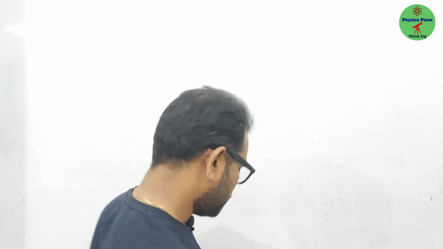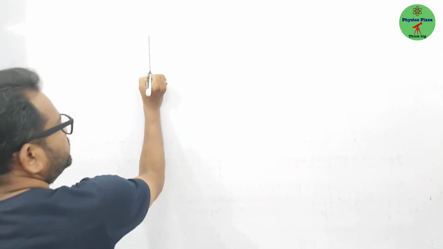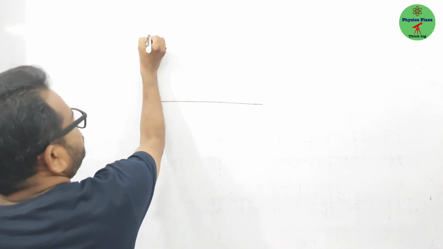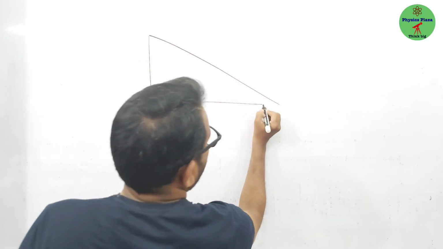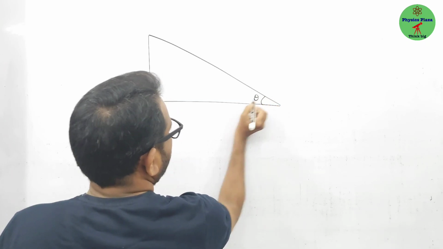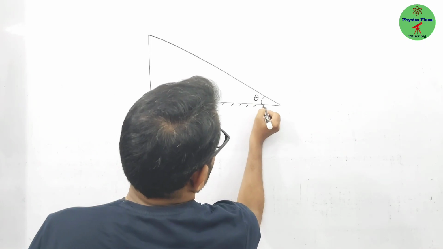Okay, let us see here. Let us consider an inclined plane. Here is the inclined plane, and here is the horizontal. This is the inclination. Children, theta is the angle of inclination. I repeat once more, theta is the angle of inclination.